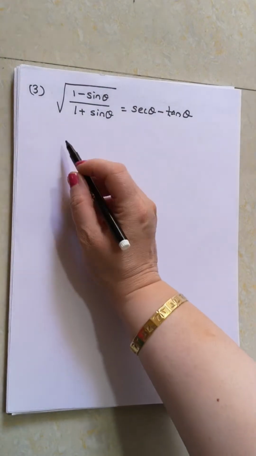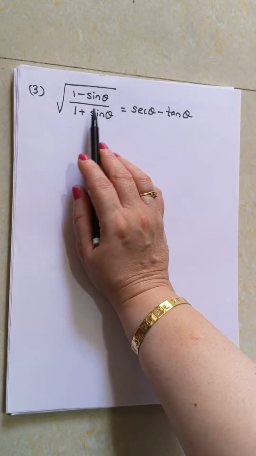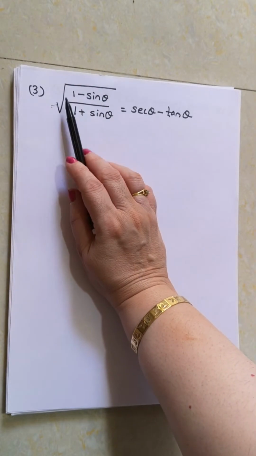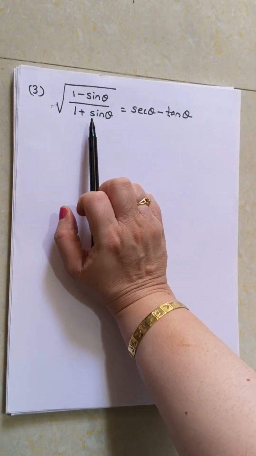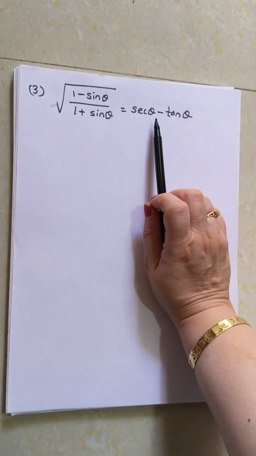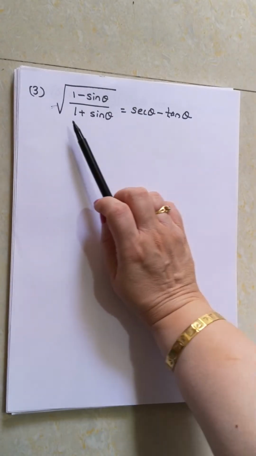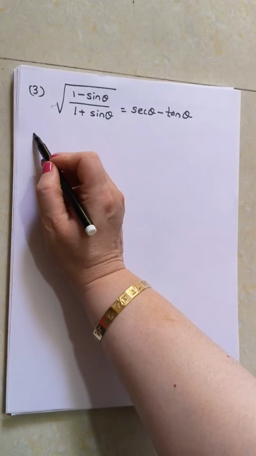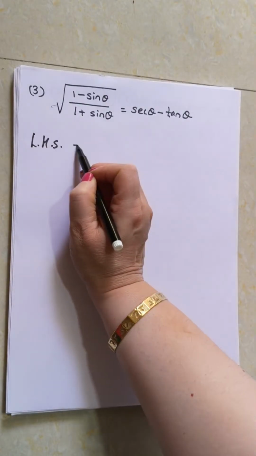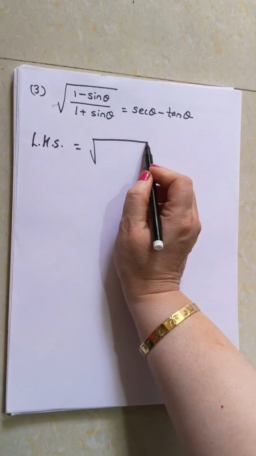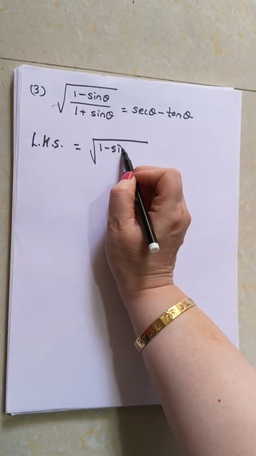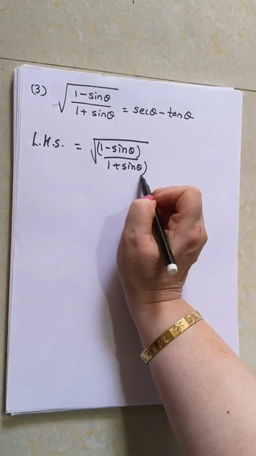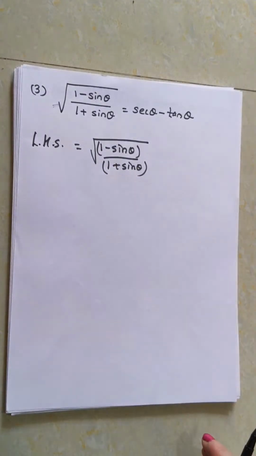Okay. So now it is LHS, that is 1 minus sine theta upon 1 plus sine theta, but it is in square root. Square root of 1 minus sine theta upon 1 plus sine theta equals sec theta minus tan theta. So this side is LHS, this side is RHS. Let us start from LHS. What is my LHS? That is 1 minus sine theta upon 1 plus sine theta. So what are we going to do?